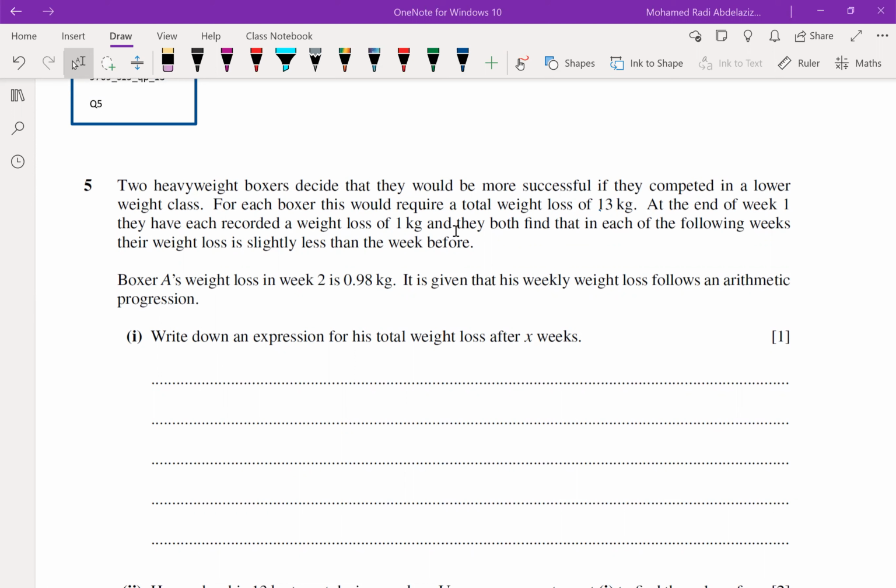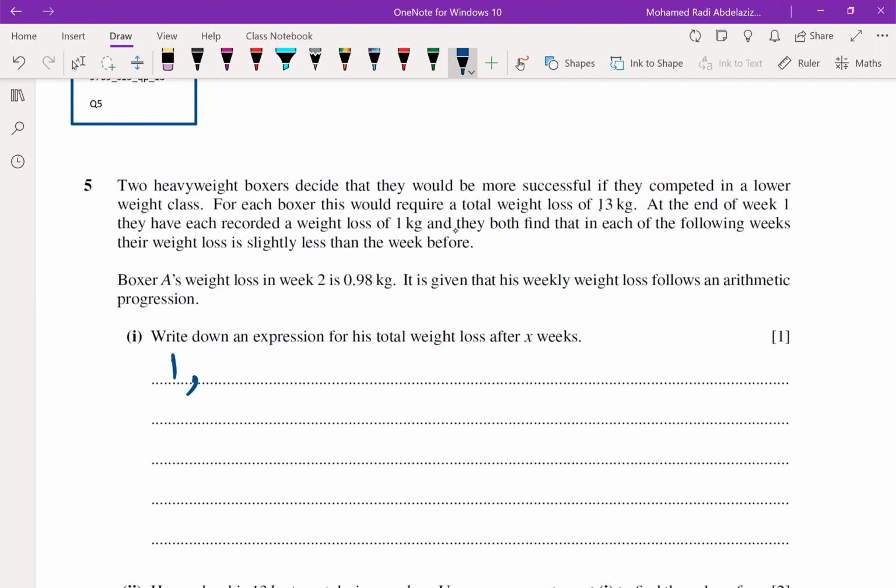At the end of week one, they have each recorded a weight loss of 1 kilogram. This is the first week. What about the second week? They both find that in each of the following weeks, their weight loss is slightly less than the week before. This means this progression will be decreasing.